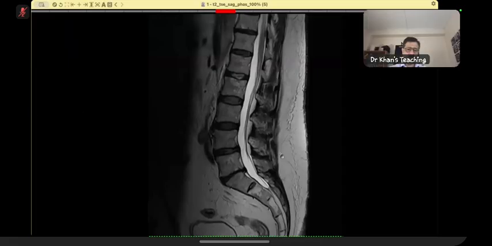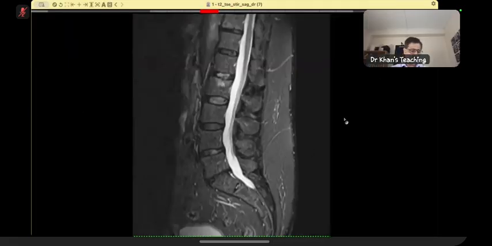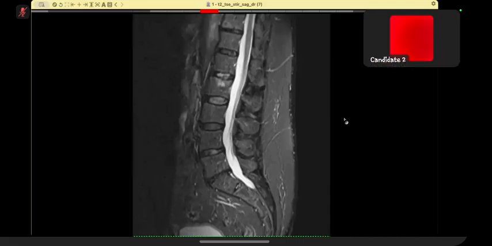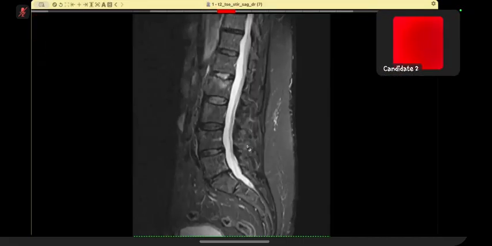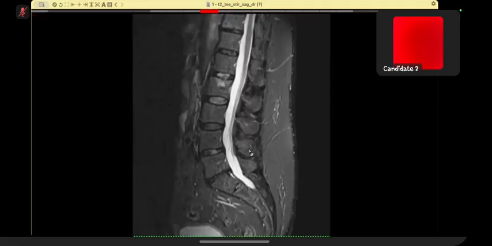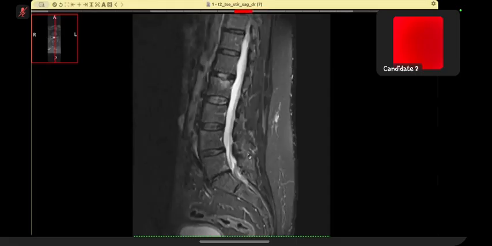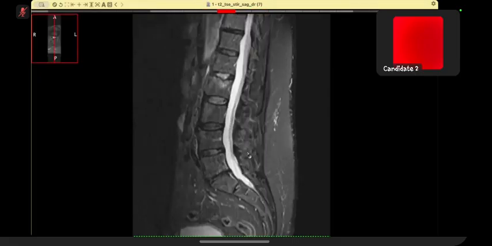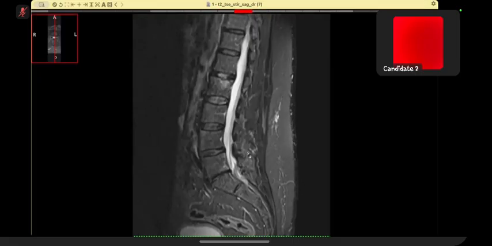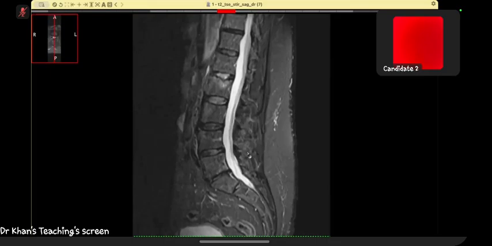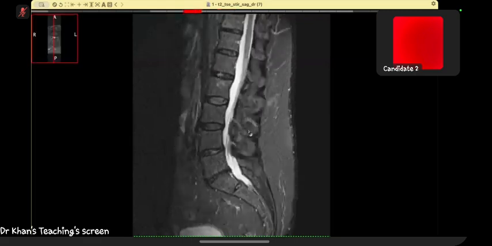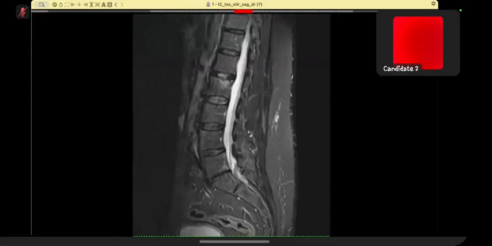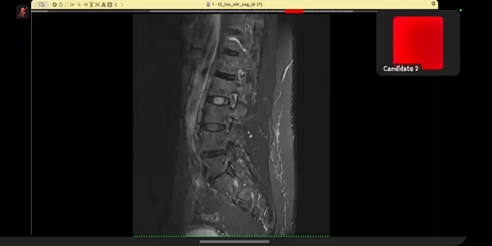Okay, just one second, please. I've given you a STIR sequence. Over to you. Okay, so on the STIR sequence, I think there's no obvious bone marrow signal abnormality, but anterior to the spine there appears to be some abnormal signal. I'm not sure if this is the aorta, which is showing some heterogeneity.